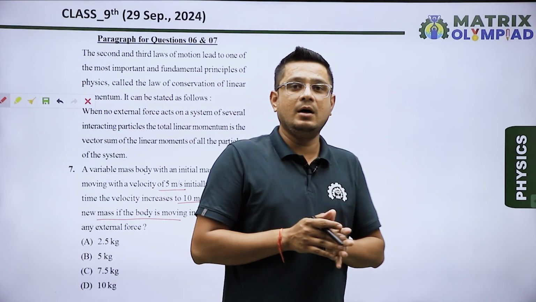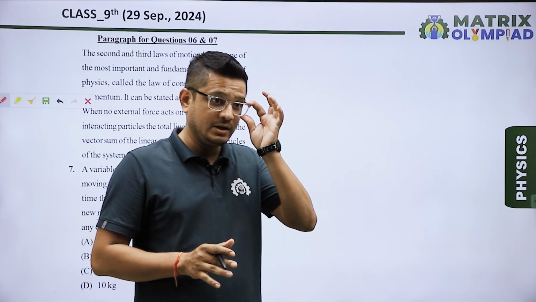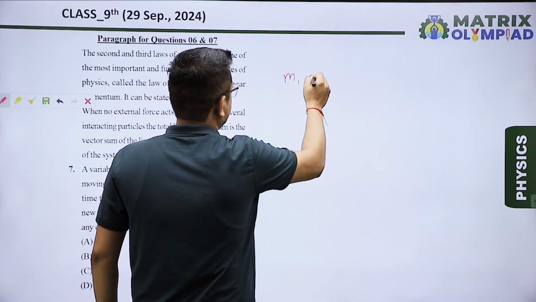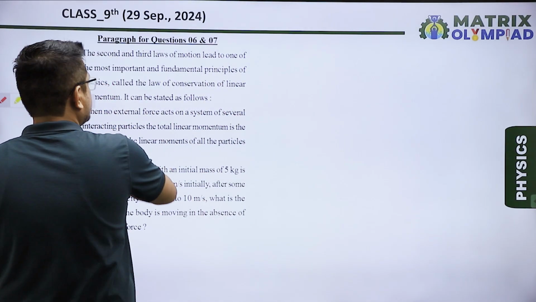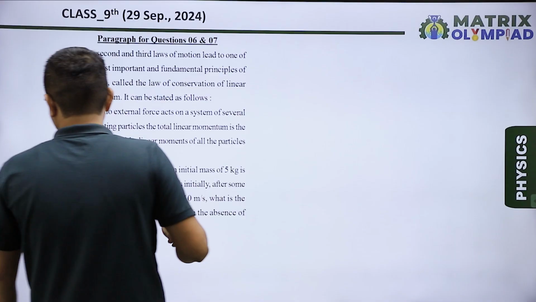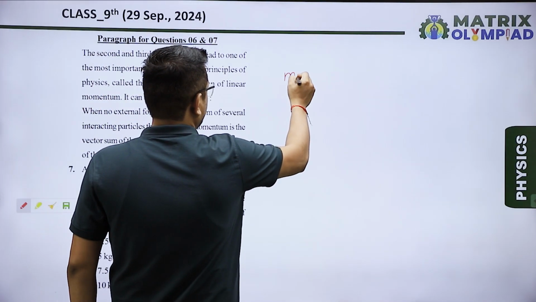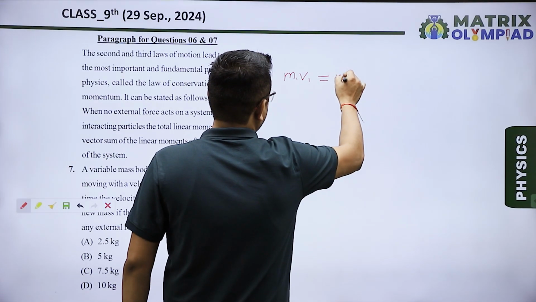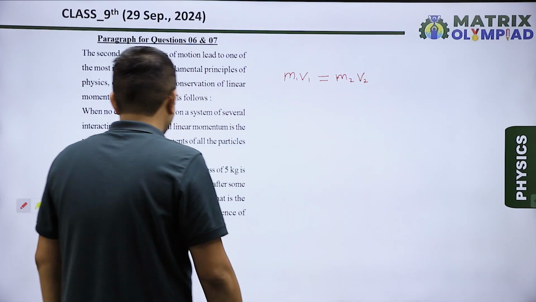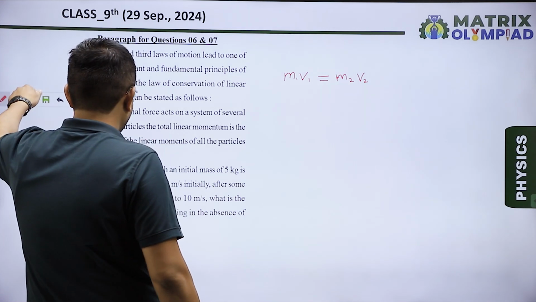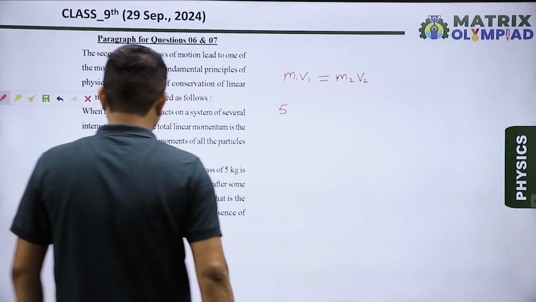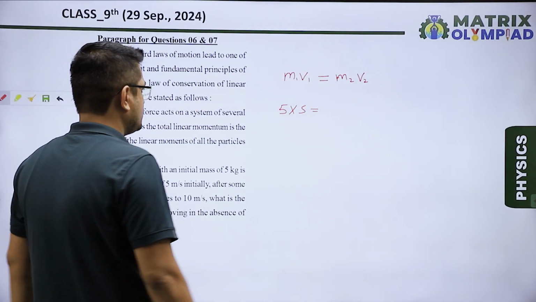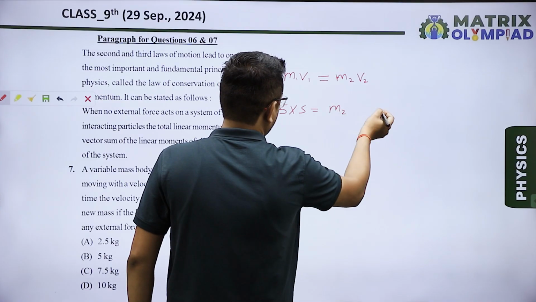So, when there is no external force, that means the total initial momentum will be equal to the total final momentum. Again, applying the conservation law of momentum, let's say at initial condition, the mass of the body was m1 and velocity was v1, and in the final condition, because mass was changing, velocity is also changing, mass is m2, velocity is v2. Okay, so in this question, initially the mass is given as 5 and the velocity is also 5. Okay, and then velocity changes to 10 meter per second and we have to find the mass value m2.